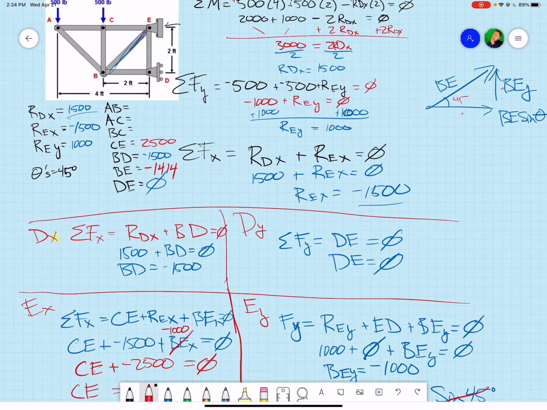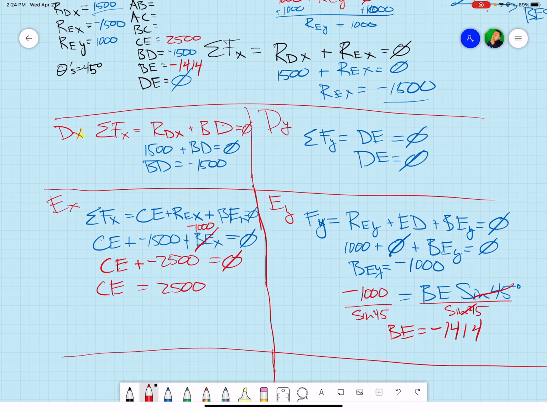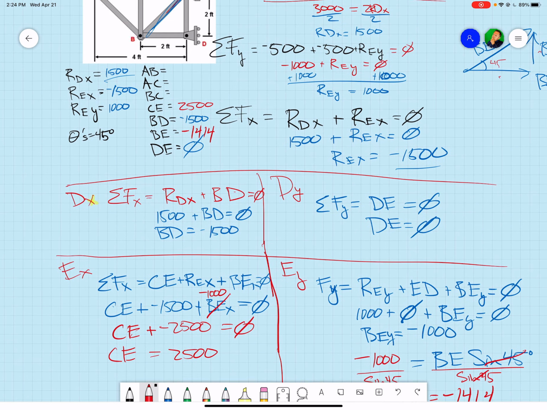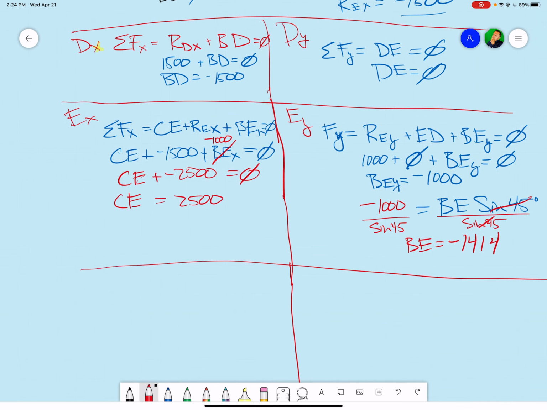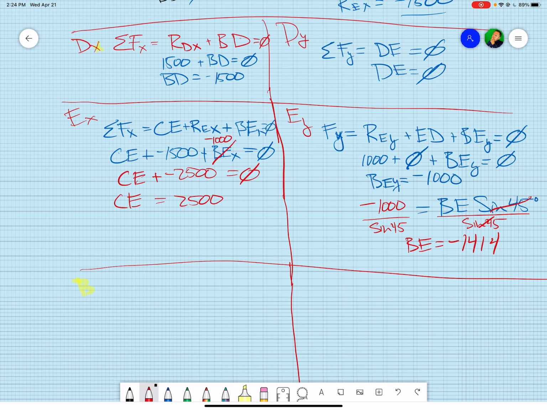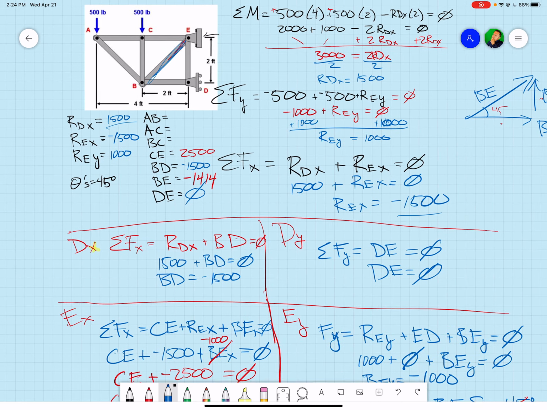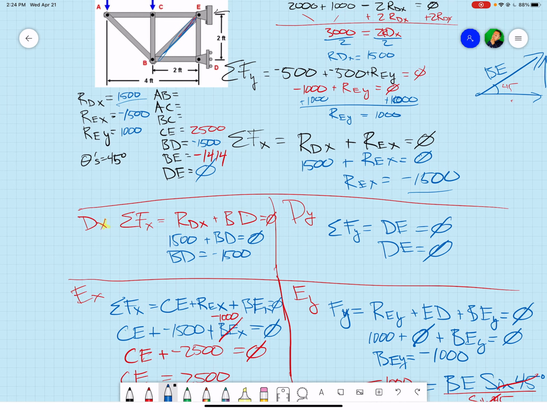Let's go to another point. Let's go to point B since we have some B's already. All right, that works for me. We got BE and BD. Let's go to B. So that's not it. B in the X and B in the Y. Not X, Y. All right. Sum of the forces in the X, sum of the forces in the Y. Both are going to add up to 0. So let's look at the sum of the forces in the X at point B.